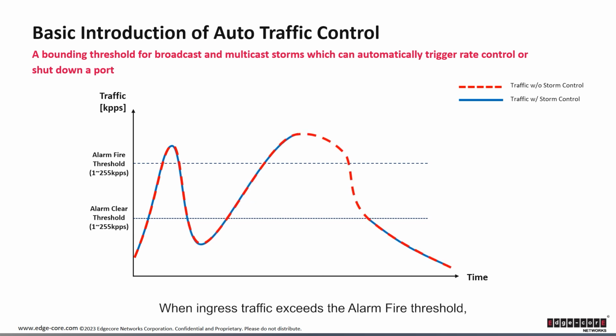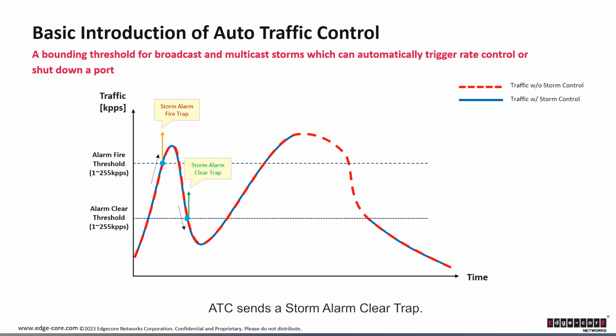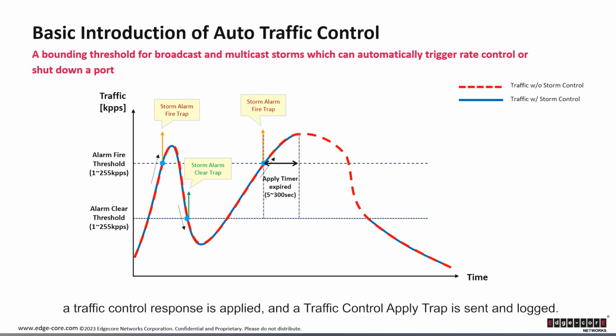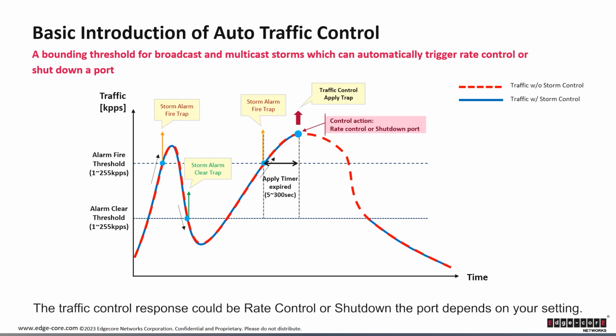When ingress traffic exceeds the alarm fire threshold, ATC sends a storm alarm fire trap and logs it. When the traffic falls beneath the lower threshold, ATC sends a storm alarm clear trap. ATC keeps monitoring the broadcast or multicast traffic. If the traffic exceeds the alarm fire threshold and the apply timer expires, a traffic control response is applied, and a traffic control apply trap is sent and logged. The traffic control response could be rate control or shutdown of the port depending on your setting.